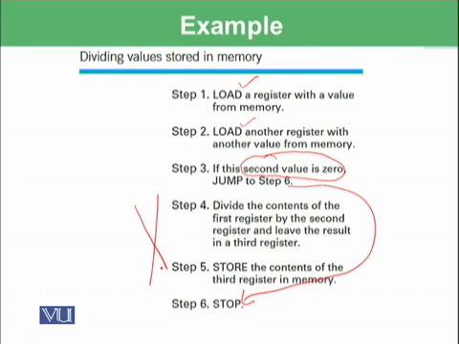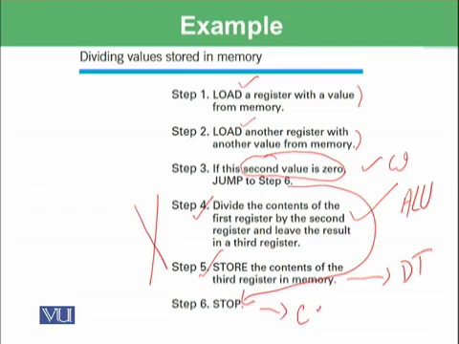So we are saying if the second value is 0, jump to step number 6, and if it is not 0, then we execute step number 4, divide, and then we store. This division is an ALU instruction, loading and storing are data transfer instructions, the jump is a control instruction, and stop is again a control instruction.